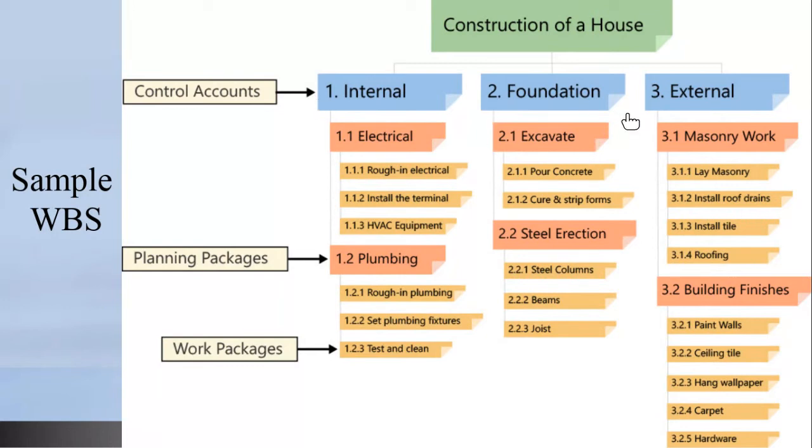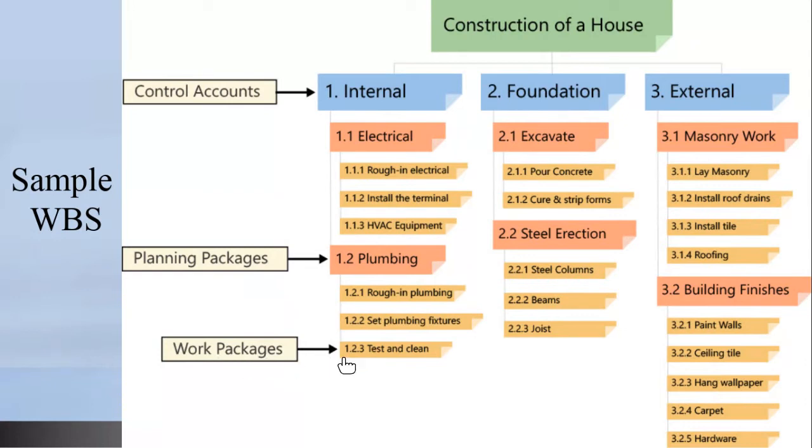So you have your control accounts. Now, 1.1, 1.2, 2.1, 2.2, 3.1, 3.2. All of these are second level deliverables that are referred to as planning packages. The smallest, lowest deliverable or output of the WBS process is referred to as a work package.